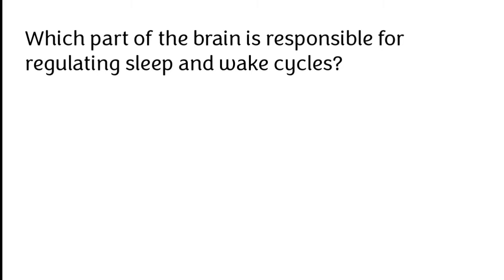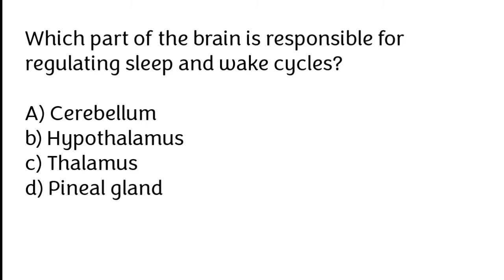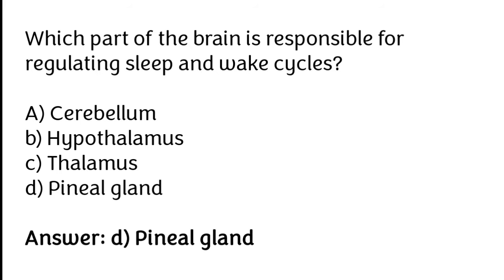Which part of the brain is responsible for regulating sleep and wake cycles? Cerebellum, hypothalamus, thalamus, pineal gland. The correct answer is option B. The pineal gland is the part of the brain which is responsible for regulating sleep and wake cycles.